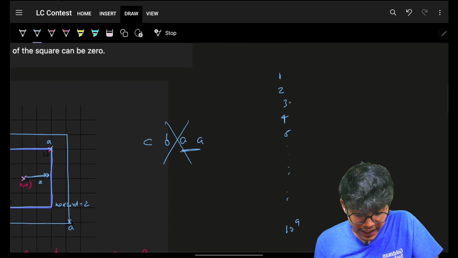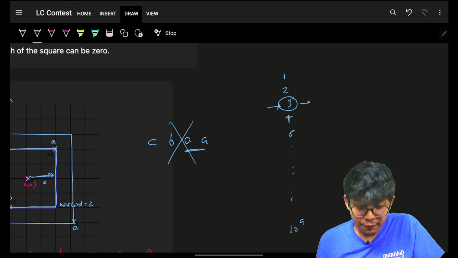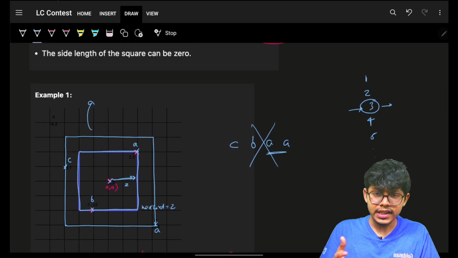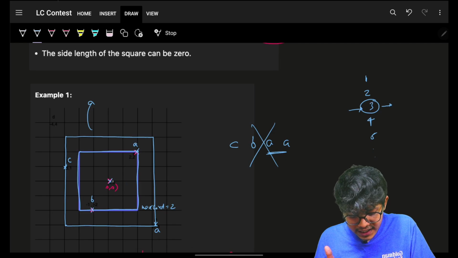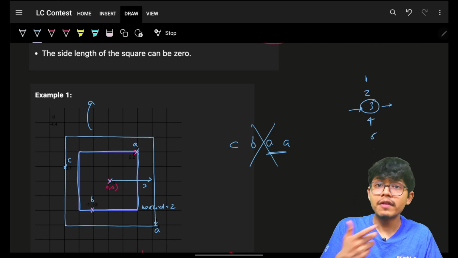And on every trial, as I was trying for this specific square, I will have to go and check for all the points to see that they should lie inside my 3 cross 3 square. That's a task. How will I find that?